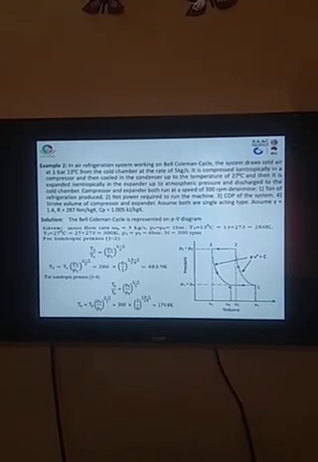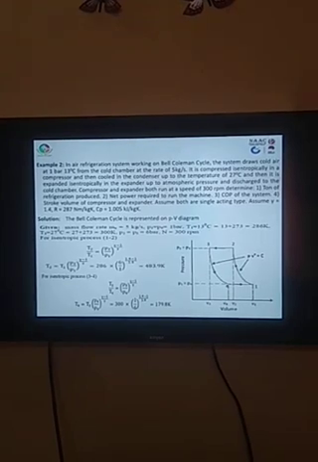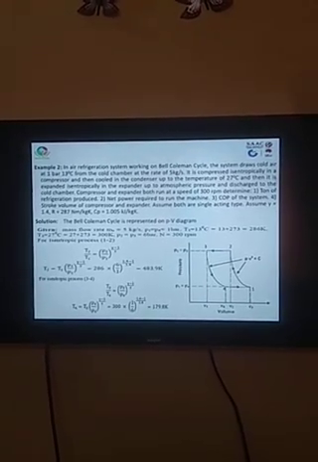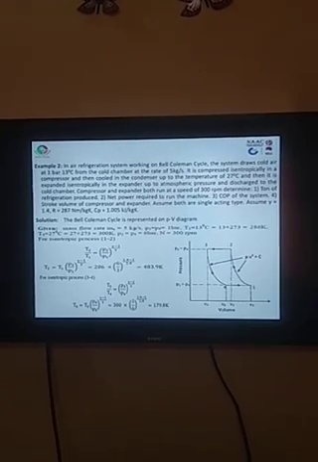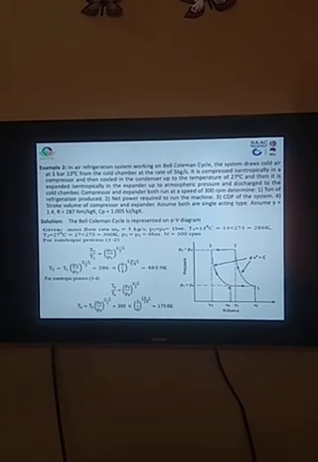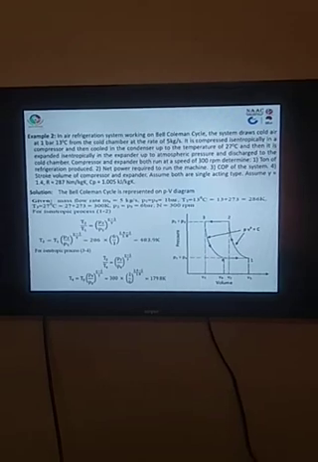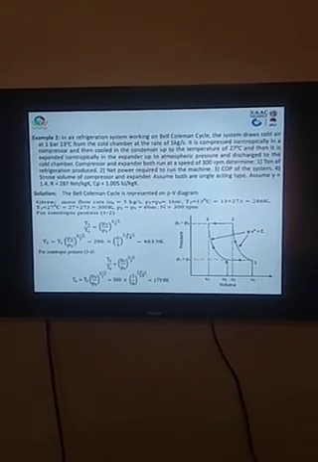For this data, assume both compressor and expander are single acting cylinders. Assume gamma equal to 1.4. The universal gas constant R is equal to 287 Newton meter per kg Kelvin, which we can say is 0.287 kilojoule per kg Kelvin. The specific heat of air is 1.005 kilojoule per kg Kelvin.